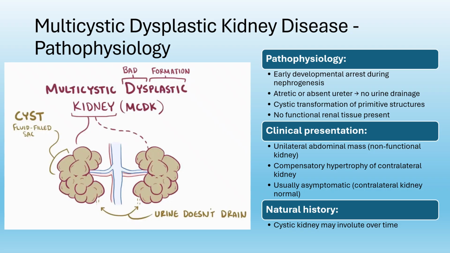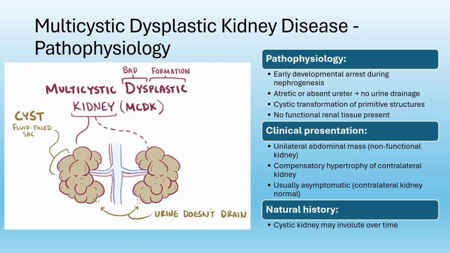Without a patent collecting system, primitive nephric structures undergo cystic degeneration. These fluid-filled cysts vary in size and lack communication with each other or with any collecting system. Importantly, no functioning nephrons develop. The affected kidney consists entirely of dysplastic tissue and cysts, with no capacity for glomerular filtration or tubular function.